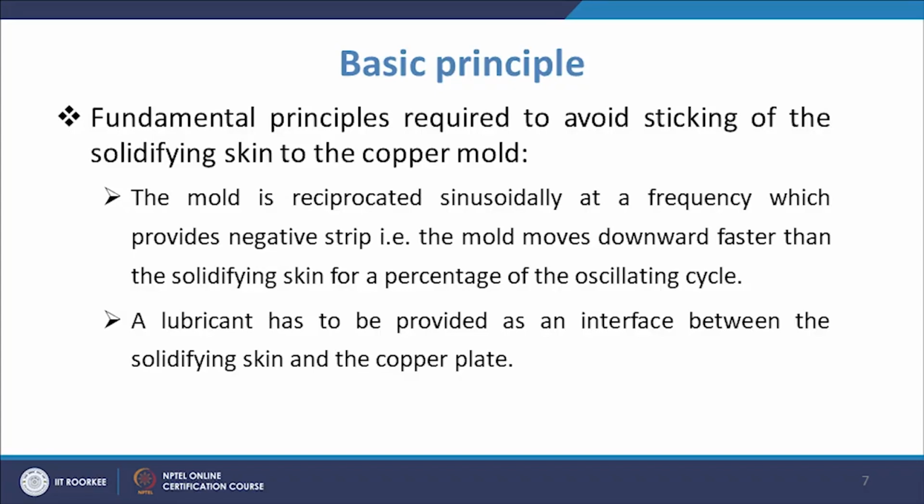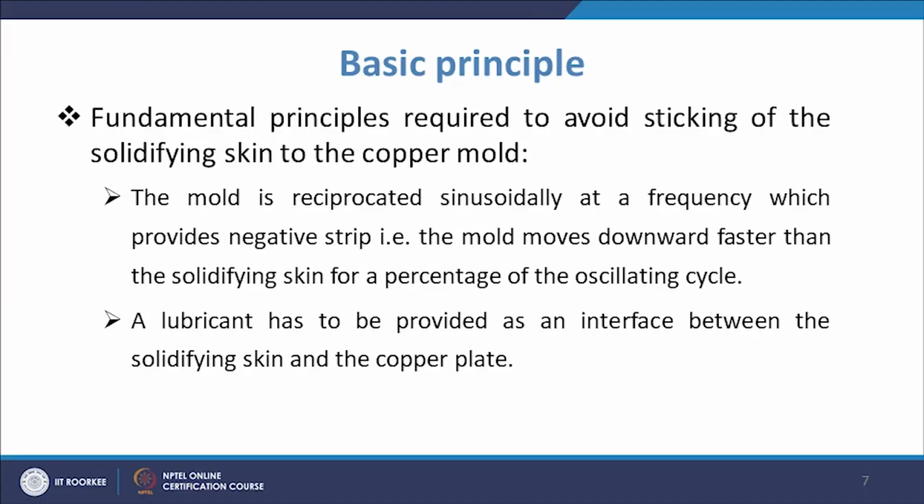Basically, it will be oscillating at a frequency which provides that negative strip, that is, the mold will move downward faster than the solidifying skin for a percentage of the oscillating cycle. So, in that case you will have a negative strip, as it is known, and that helps avoid the sticking of the solidifying skin to the copper mold.